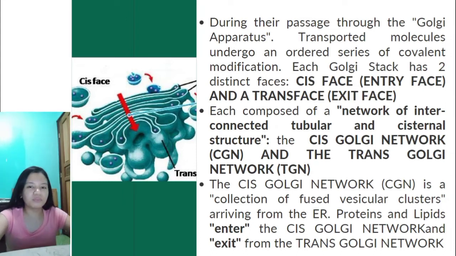Yung both networks, which is yung cis-Golgi network and then yung trans-Golgi network, napaka-important nun sa protein sorting. So, yung proteins na nag-enter sa cis-Golgi network can move in Golgi apparatus or pwede silang bumalik sa ER. While yung mga proteins naman na nag-exit sa trans-Golgi network sinusort pa sila according to their next destination or pwede silang bumalik sa earlier compartment nila.